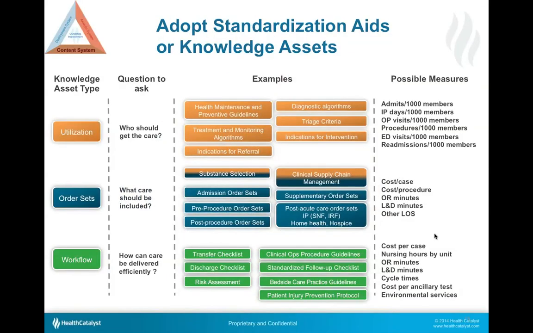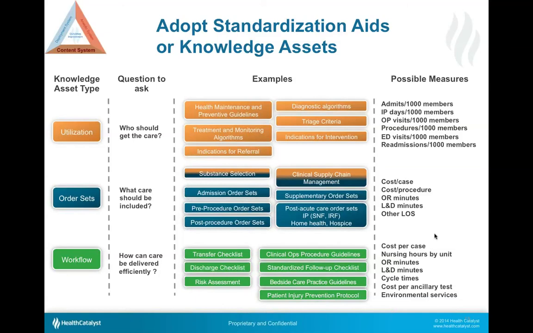Next, we want to adopt standardization aids, or we sometimes call these knowledge assets. There are three major types of knowledge assets: utilization knowledge assets, order sets, and workflow. And we can kind of ask a question to describe each of these knowledge asset types.